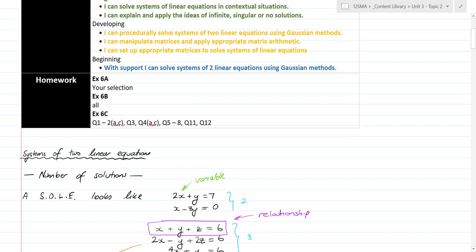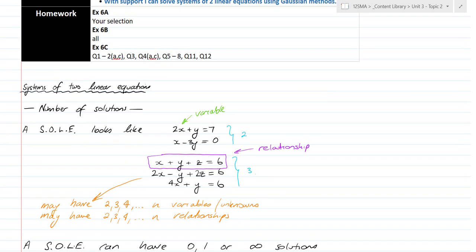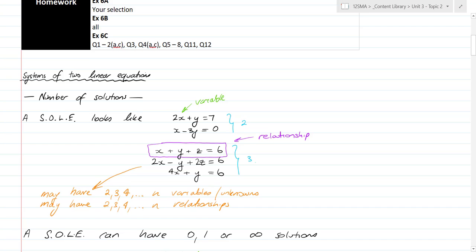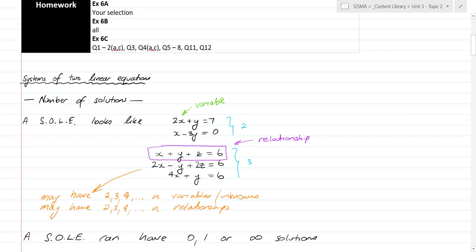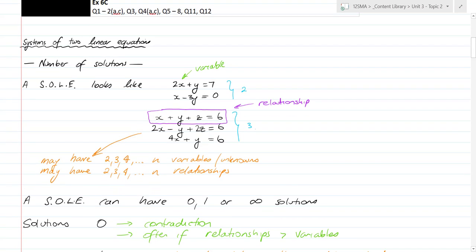So let's start. And you will note with the work I've said 6A, your selection, whatever you need to do. 6B, I don't think there's many questions there. So I've said all, but again, I'm pretty happy. And 6C is not that many, but again, I'm happy for you to choose. I've done from 6C a good selection of questions. You might choose to make sure you do those.